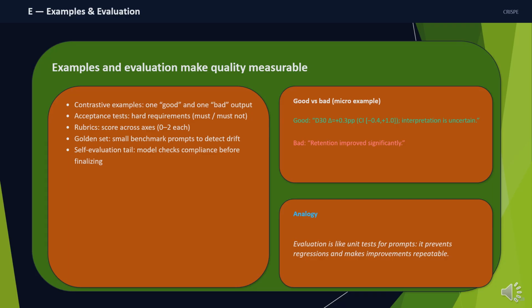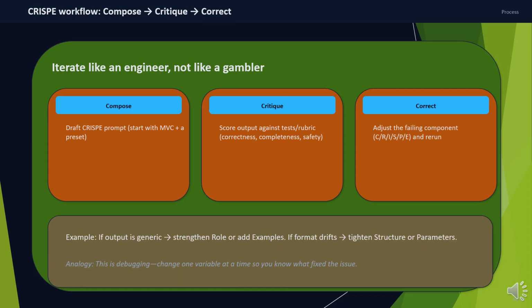For higher stakes use cases, evaluation can be strengthened by adding a rubric and maintaining a small golden set of representative test cases that is rerun periodically to ensure quality remains stable over time. CRISPE is designed to support an iteration loop of compose, critique, and correct. The value of this loop is that improvements remain explainable and repeatable because each change is tied to a specific part of the prompt rather than relying on broad trial and error.